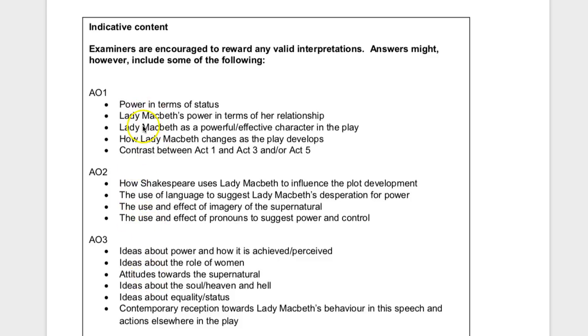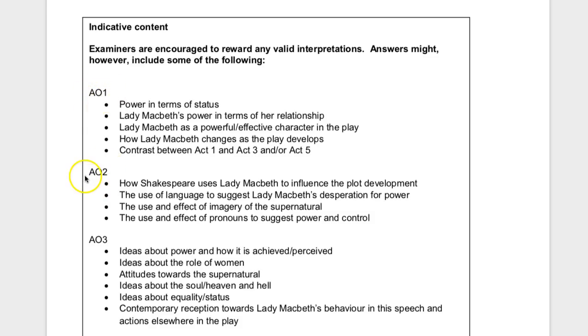So if we just look at Lady Macbeth here, we're always going to have power in terms of status. Will come up whatever character you're looking at. So that's an easy way to get AO1 marks. We're always going to have how the character changes to get our AO1 marks, and that shows you the importance of writing about the character at the beginning and then at the end. We're always going to be able to write about the contrast from the beginning to the end. So now you can see how this advice that I've been giving you is going to work with every single essay and move you up to get full marks in the assessment criteria.